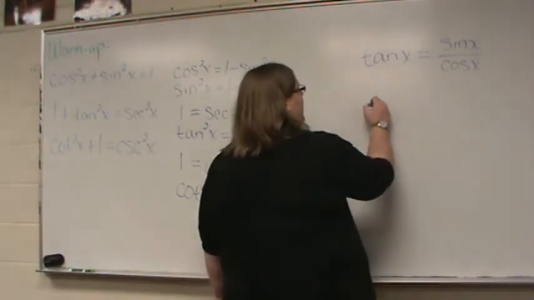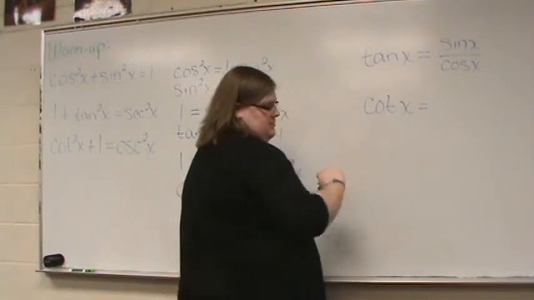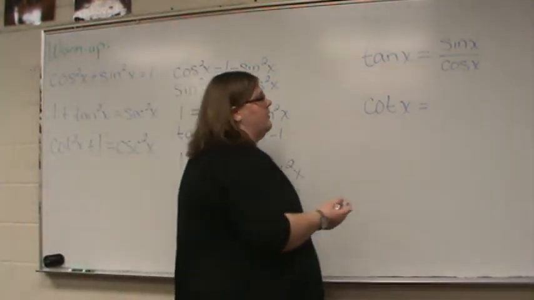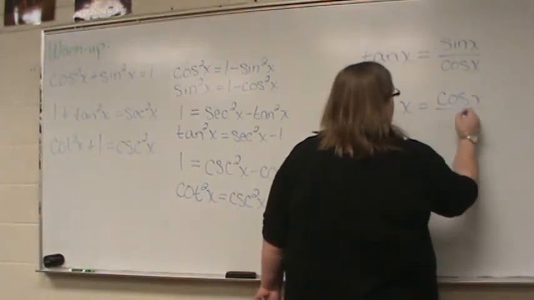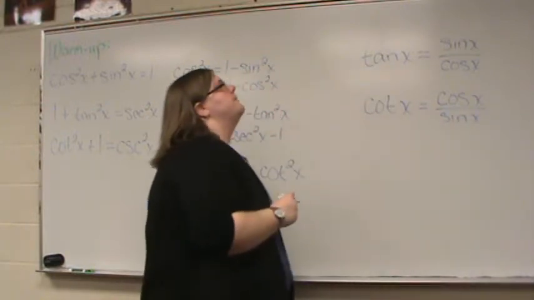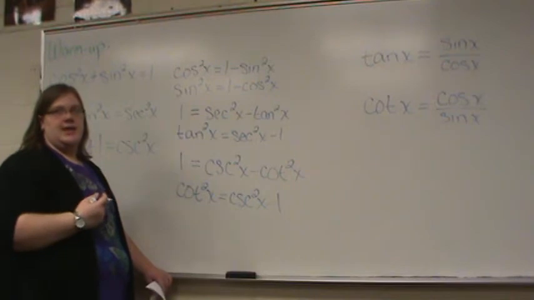And then we also have cotangent of x. So cosine over sine. Don't forget the x's. So those are our quotient identities.